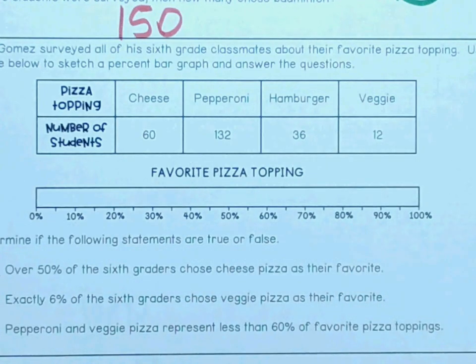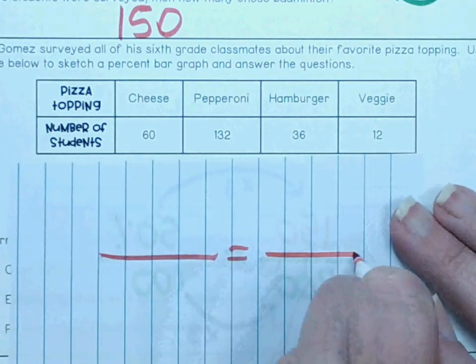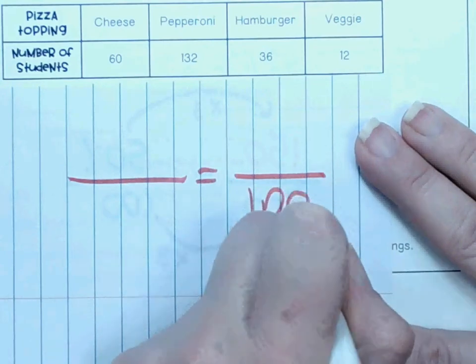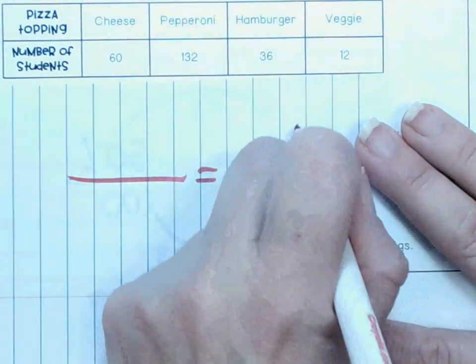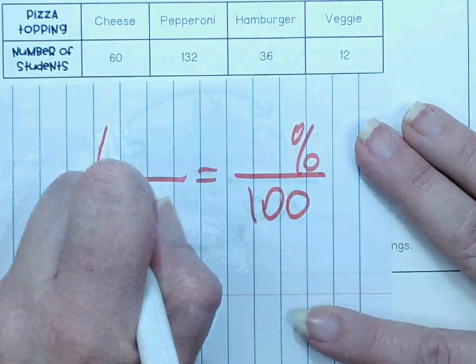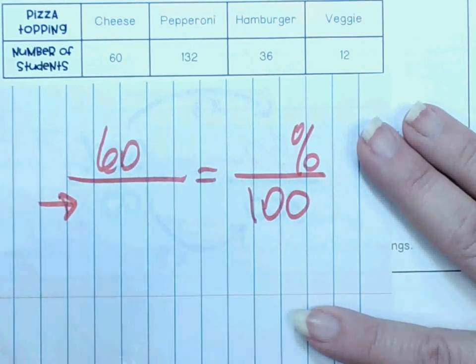So remember what always goes right here. 100. We're looking for the percent again, so we don't know what this is. Cheese pizza was 60 people. Oh, we still have to figure out something else. What do we have to figure out? You've got to add all of them together. Alright, so let's add them all together.